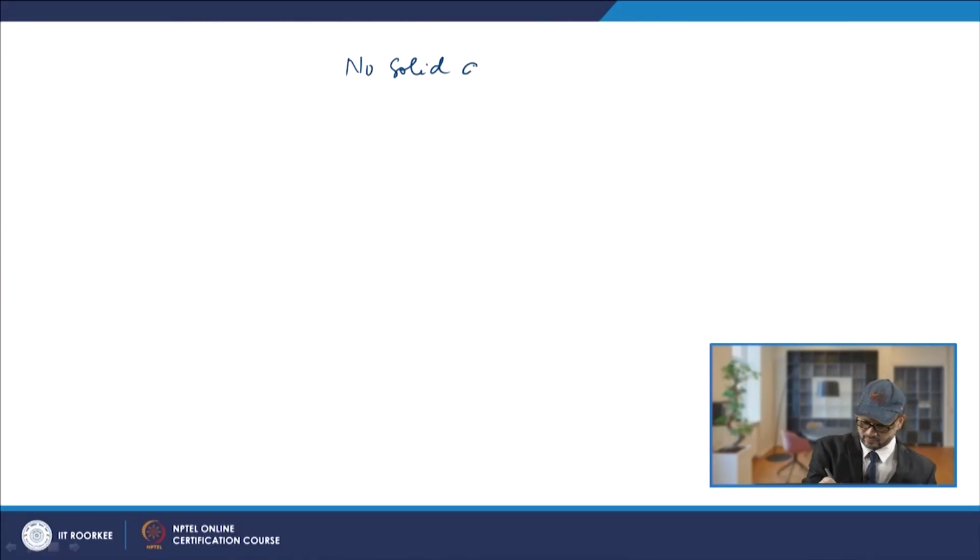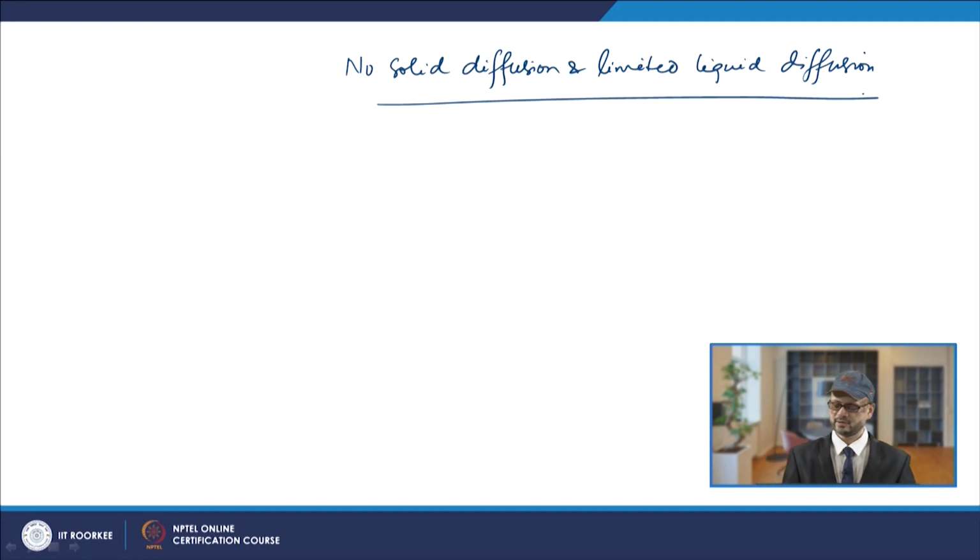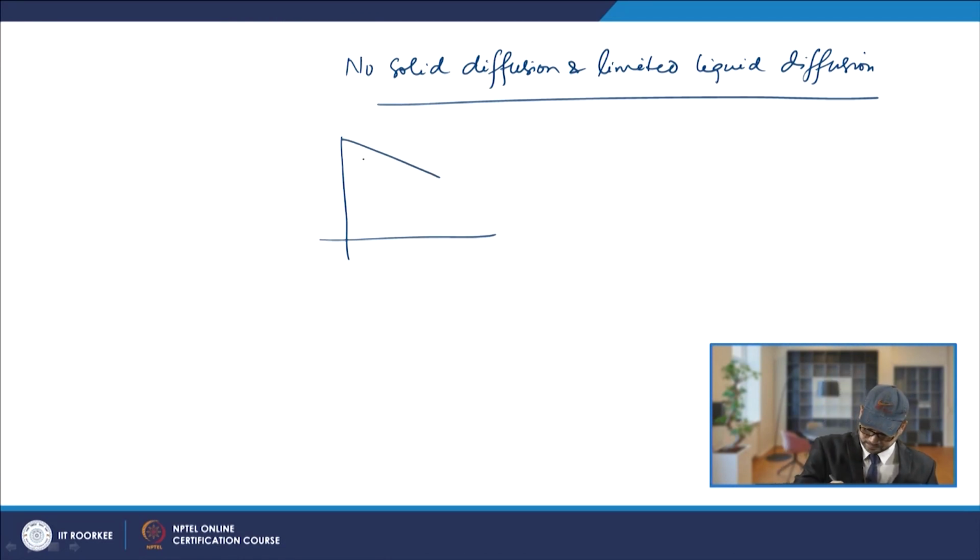There is another case where you have no solid diffusion and limited liquid diffusion. In such cases you will have solute build up at the interface, because you have only limited liquid diffusion. Again, let us try to understand this through the phase diagram. Because of no solid diffusion and limited liquid diffusion, convection is also assumed negligible.